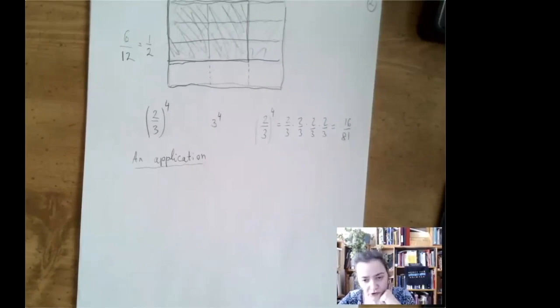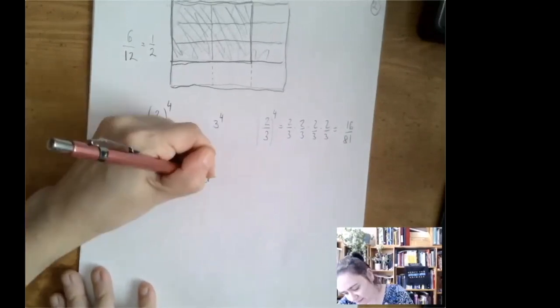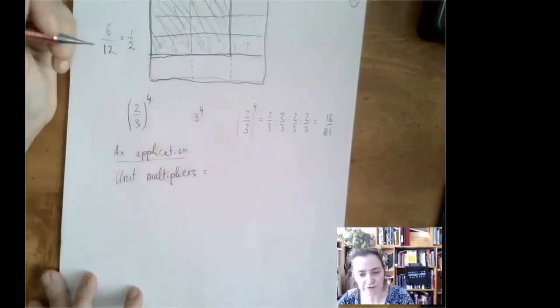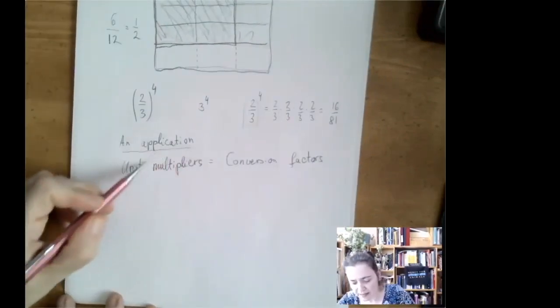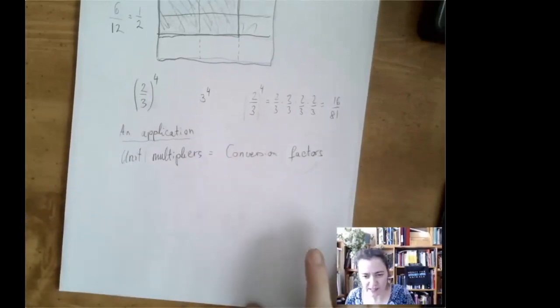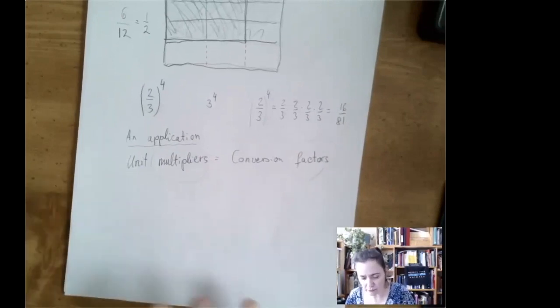If you're old, you might have heard about unit multipliers. And if you're younger, you might have heard the same thing relabeled as conversion factors. I kind of like both names. Multiplier and factor is the same thing. That's something that participates in a multiplication, right? But unit is just a fancy word for one.